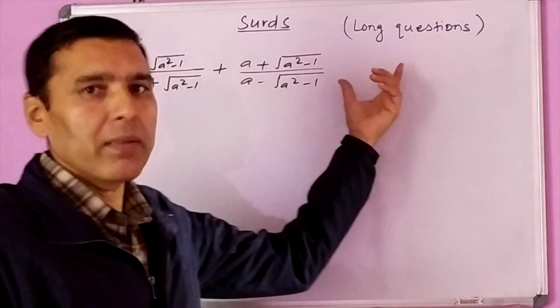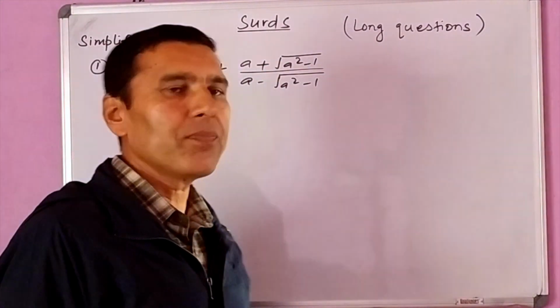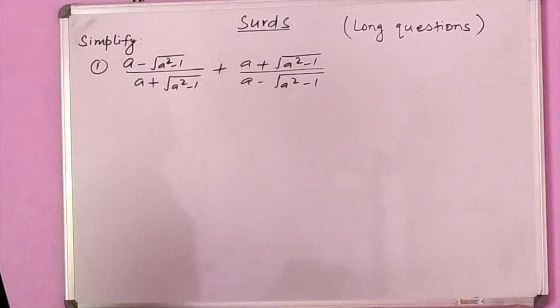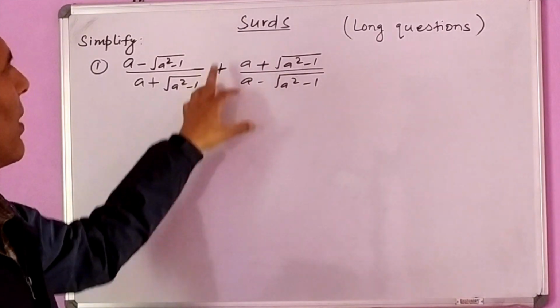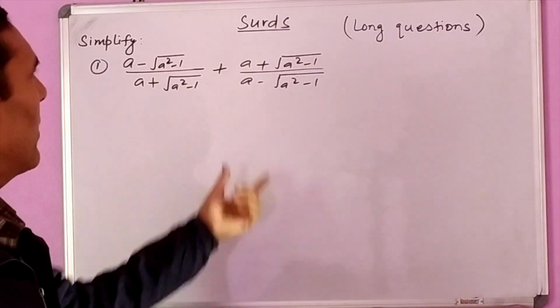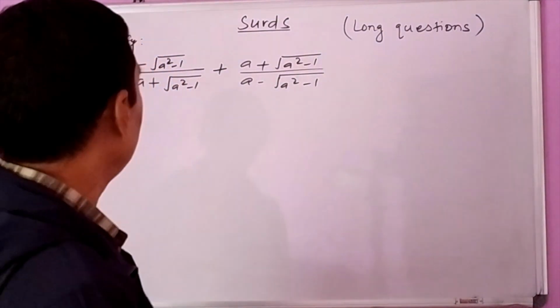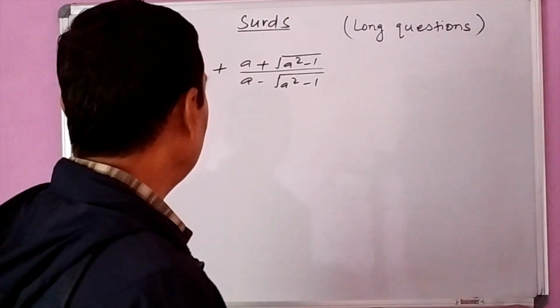Now we are simplifying the long questions from surds. Our first question is a minus under root a square minus 1 upon a plus under root a square minus 1, plus a plus under root a square minus 1 upon a minus under root a square minus 1. We did a similar question in the previous class also.